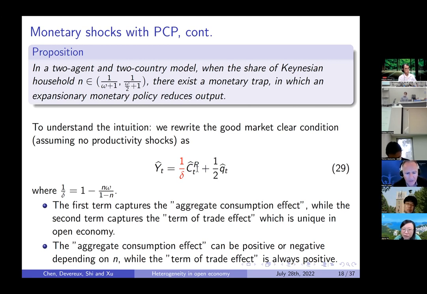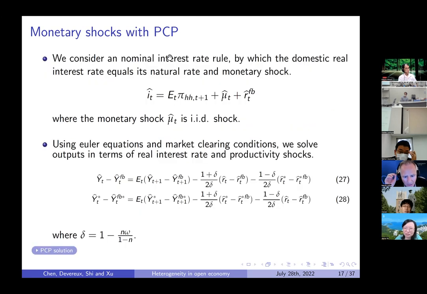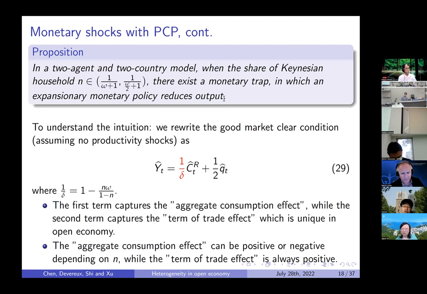Sorry, yes? Can I ask a clarifying question? What is monetary policy? Did you mention what monetary policy is? Yes, it's just mu_t hat. It's just a monetary shock. Okay, got it. Thank you. Thanks. Okay, so here we do not consider the productivity shock. We just consider the mu_t shock.